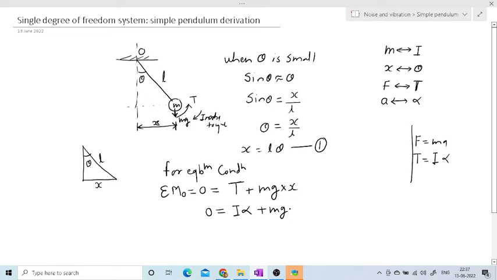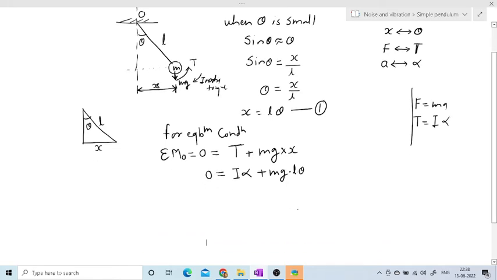We will have to convert this x into theta. So x is equal to L theta, from equation 1, which I have written here. Now for the derivation I'll add some more points. So 0 is equal to I, the mass moment of inertia, that is mk square. Here m means the mass of this ball or bob, and k is the radius, and the radius of this bob is L. So mk square means mL square, into alpha, the acceleration.